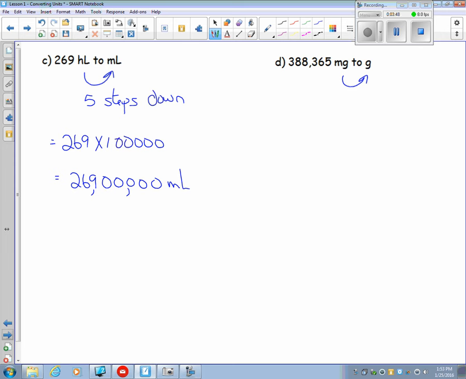The types of units don't really matter. Liters, grams, things like that. We're working about the prefix at the beginning there to tell us how many units we have to change. Milligrams to grams would be 3 steps up, which means I'm dividing 388,365 by 1 and 3 zeros. Again, if you like using the decimal way, that works too, but dividing works just as easily. So we end up with 388.365 grams. That takes us to the end of the first page.